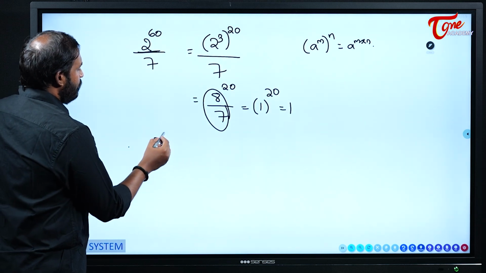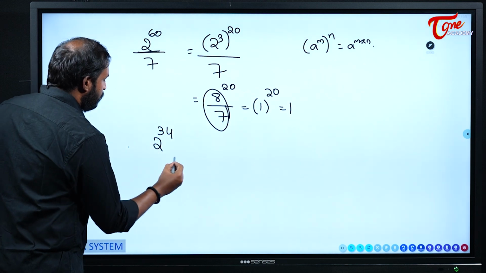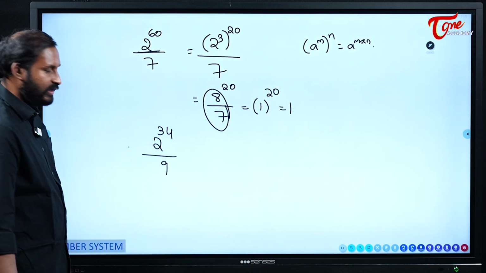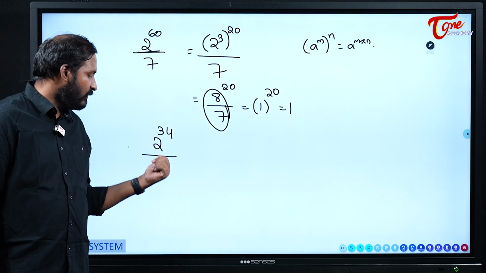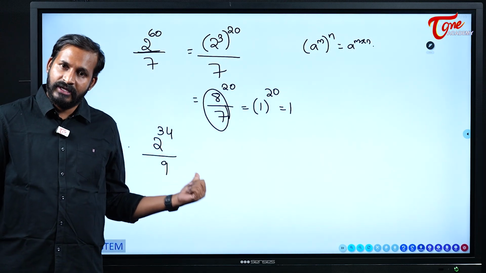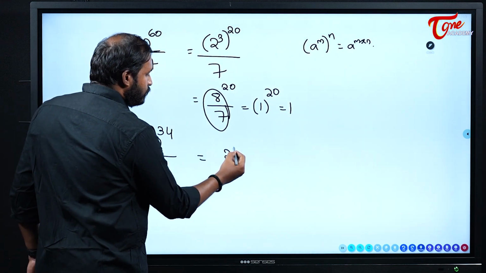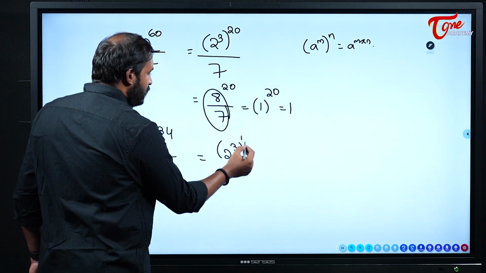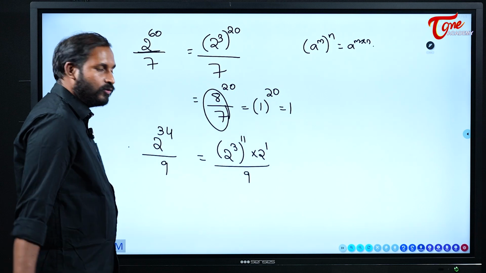2 to the power of 34 by 9. Right, here also the same thing. Which power of 2 is nearer to 9? 8. So, I need to split the power in terms of 2 cube. 2 cube whole to the power of 11 into 2 to the power of 1 by 9.